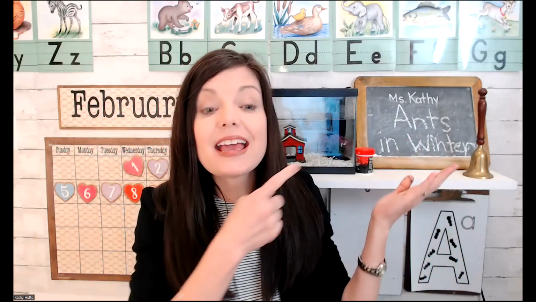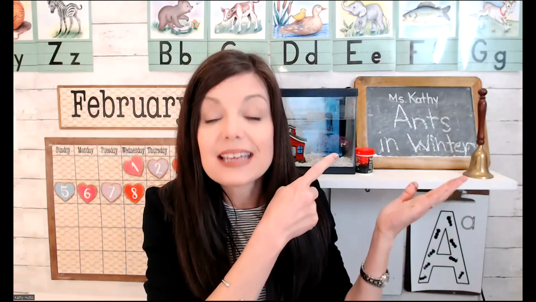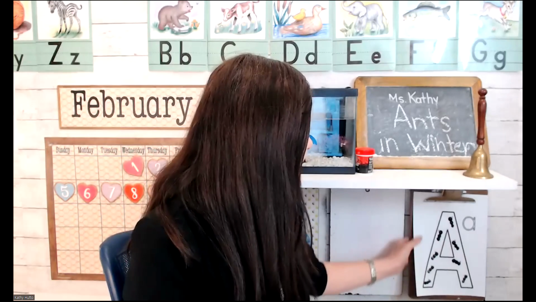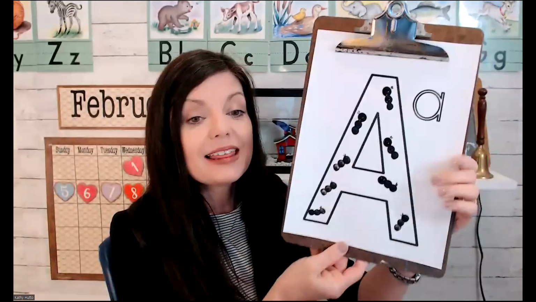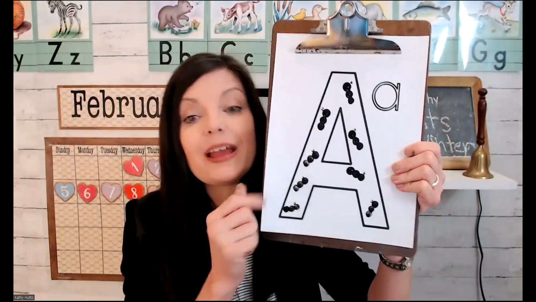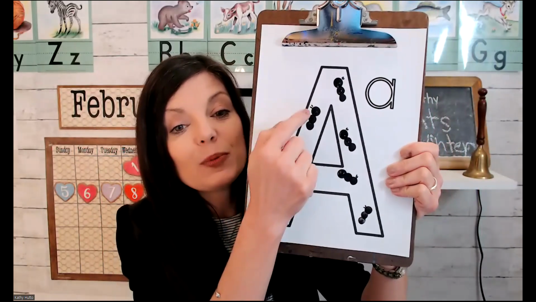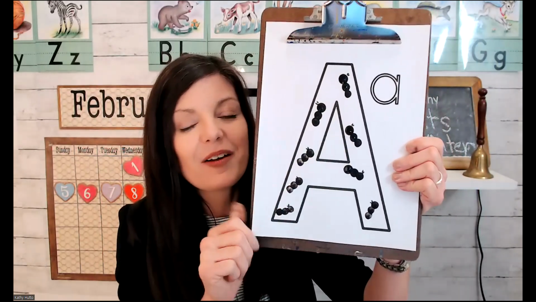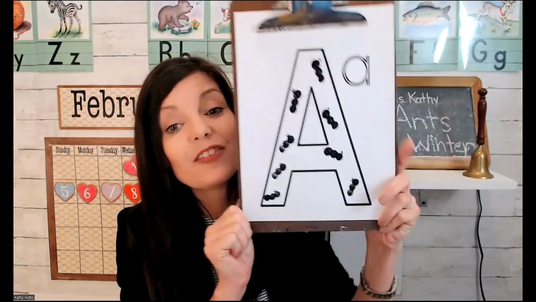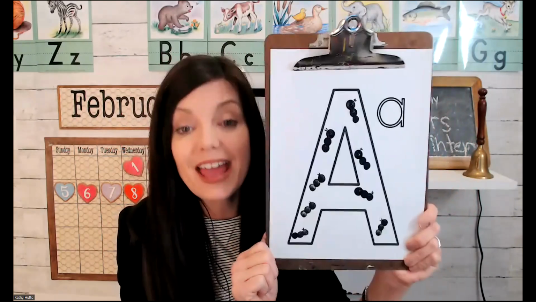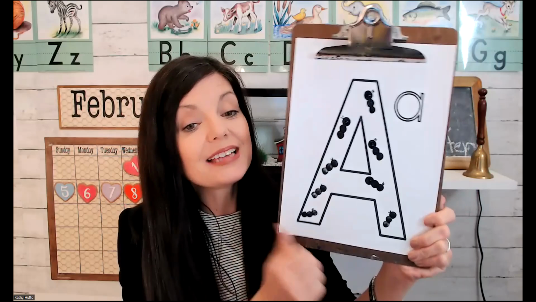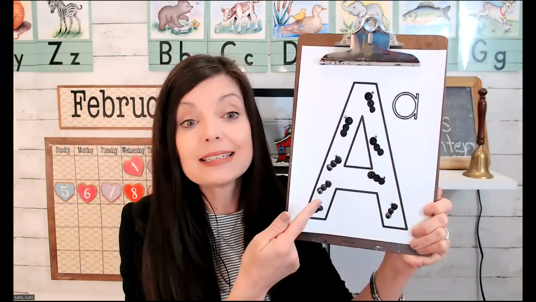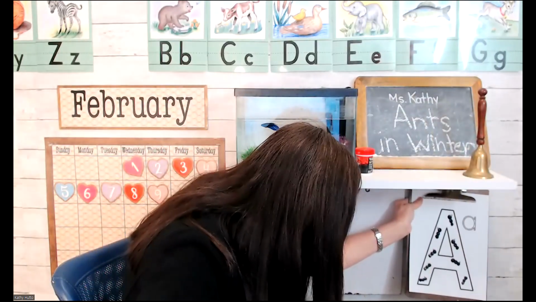Well, today A is for ants in winter. So I decorated my letter A like this with some fingerprint ants. I even put some little antenna on there. So that's an idea for decorating the letter A. Okay, so now that we can recognize letter A and name it, let's practice writing it.